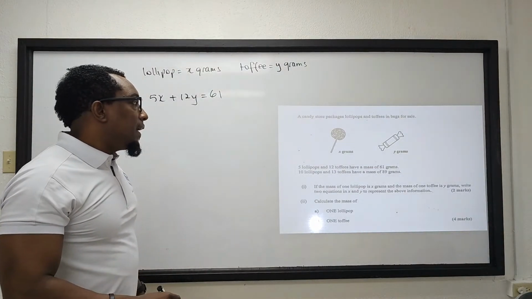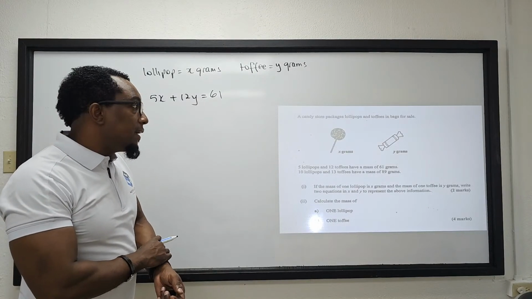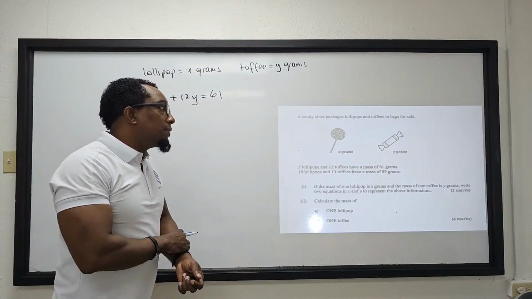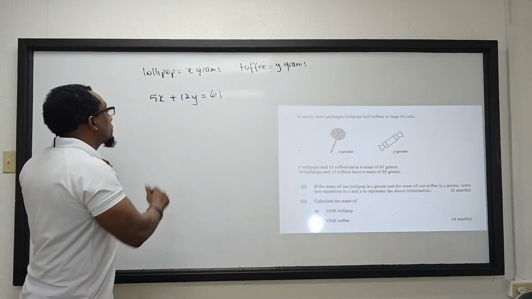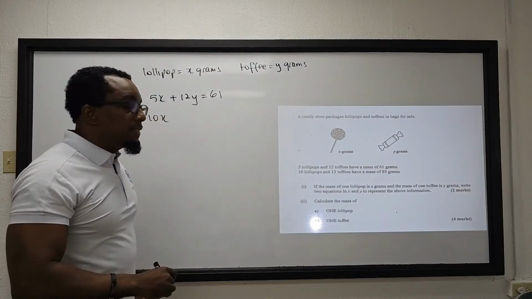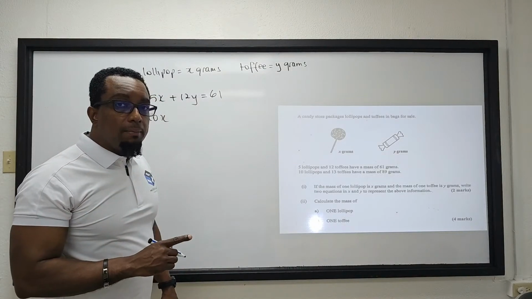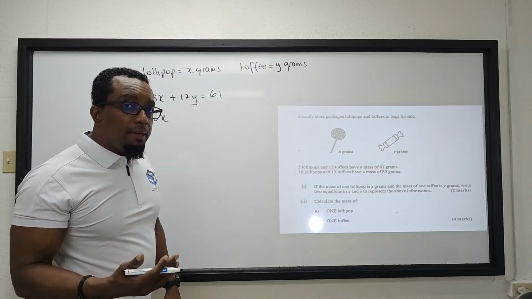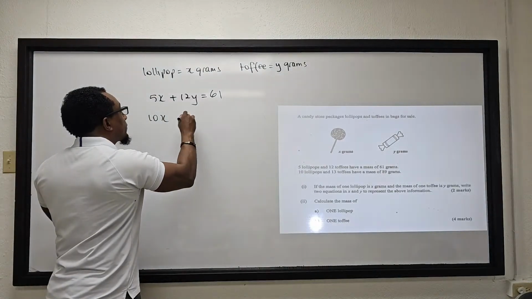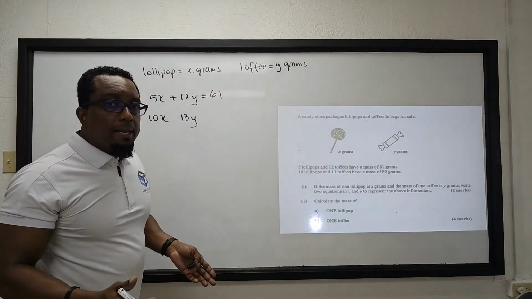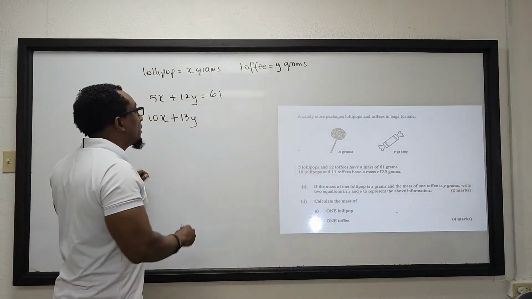Whereas you have 10 lollipops and 13 toffees, you have a total mass of 89 grams. Again, you know that the mass of 1 lollipop is x grams. You have 10 lollipops, so that will be a total mass of 10x grams for your 10 lollipops. Similarly, your 13 toffees, 1 toffee is y grams. You have 13 of them, so the total mass of the 13 toffees will be 13y grams. And therefore the total mass of your 10 lollipops and your 13 toffees is equal to 89 grams.